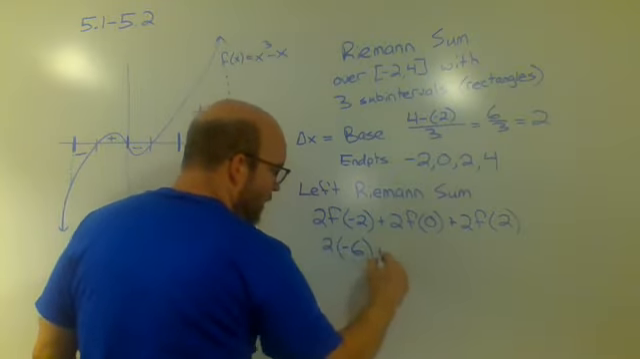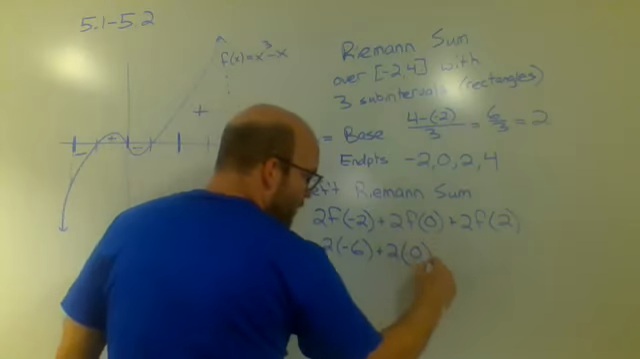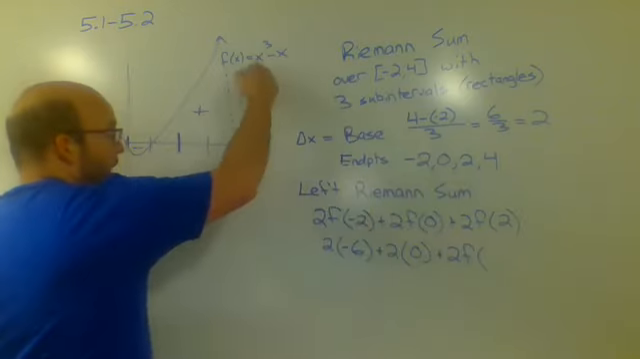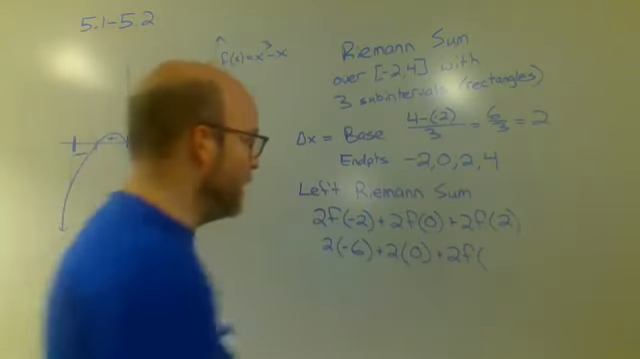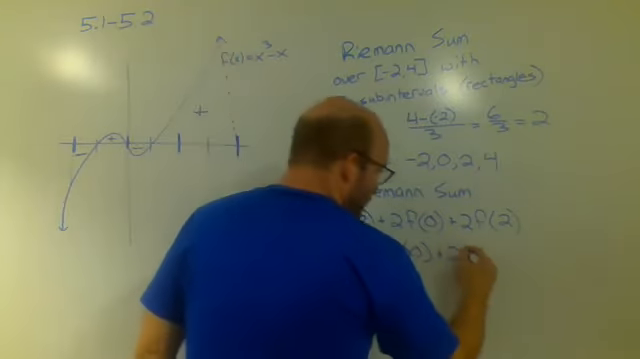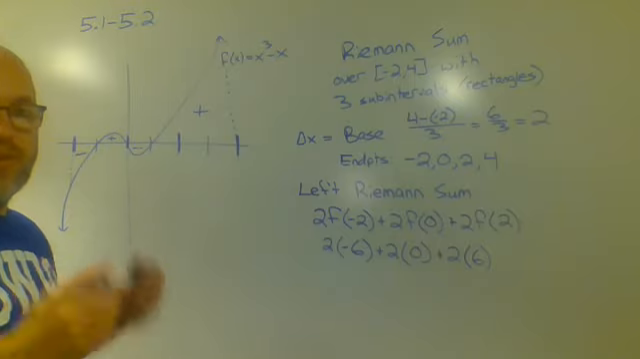Watch your signs there. f of 0, if you put 0 in for x up there, everything turns into a 0. And then if I look at 2 cubed is 8, minus 2 is +6. Whoops, I have an extra f in there. So that last function gave us 6. And now it's just arithmetic.